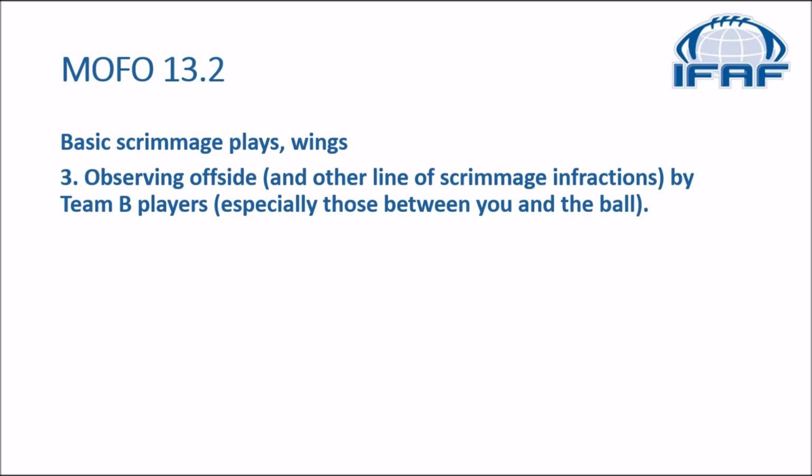other line of scrimmage infractions by Team B players, especially those between you and the ball. So as a wing, you are primarily responsible for anything that happens between you and the ball, and secondarily responsible for what happens on the other side of the ball. So most of your focus should be on your side of the ball. And that was the book. Now let's have a look at some game film.